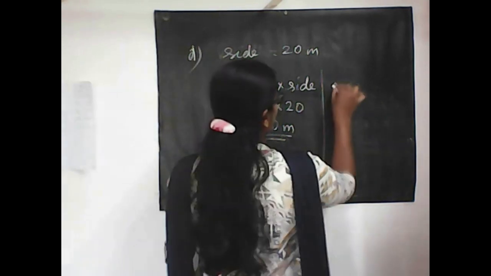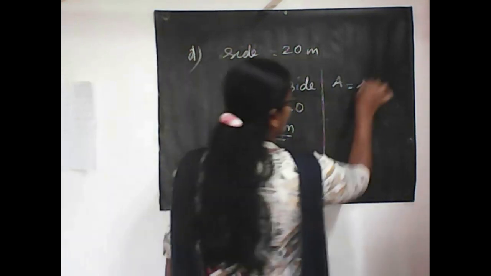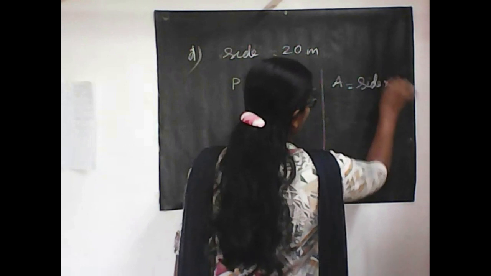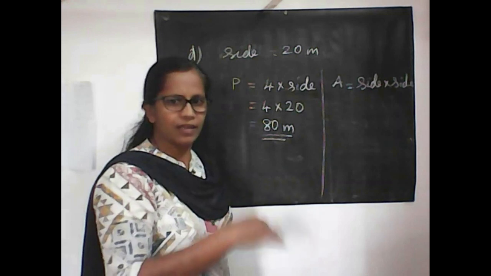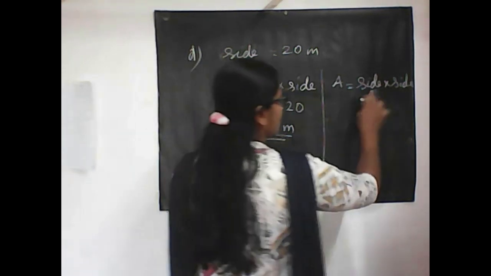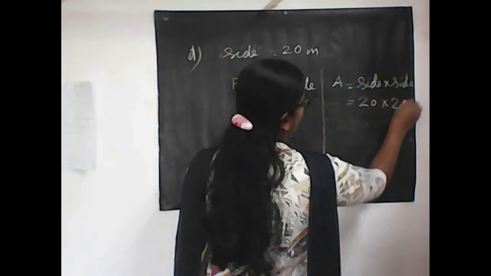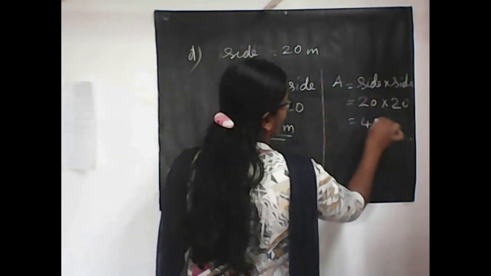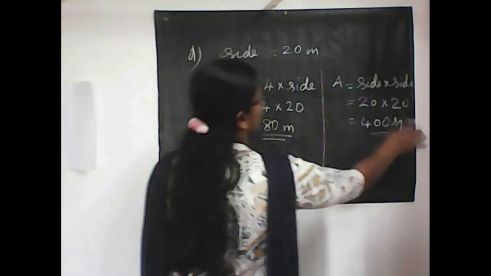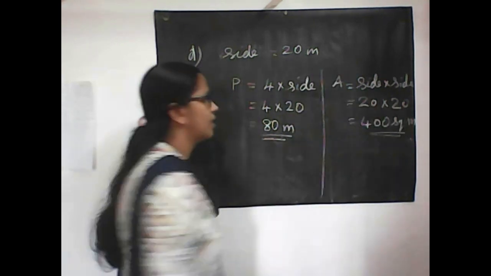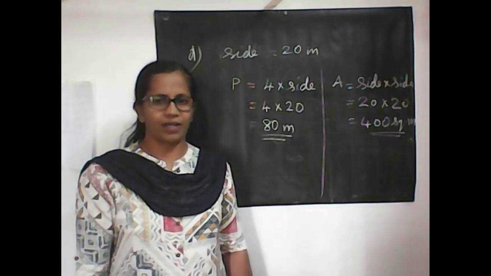Okay. Then area. Area of a square is equal to, how will you find out? Area of a square is equal to side into side. In a rectangle it is length into breadth because length and breadth are different. Here all the sides are the same, so side into side. Side is 20 into 20. So how much will you get? 400 square meter. Since it is given in meter, we should also write in meter. So it is 400 square meter. It is the area of this park.